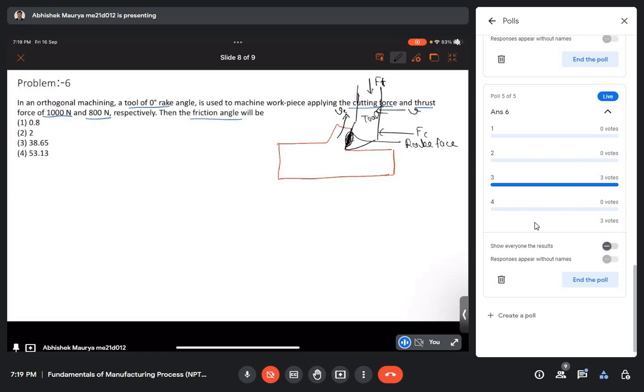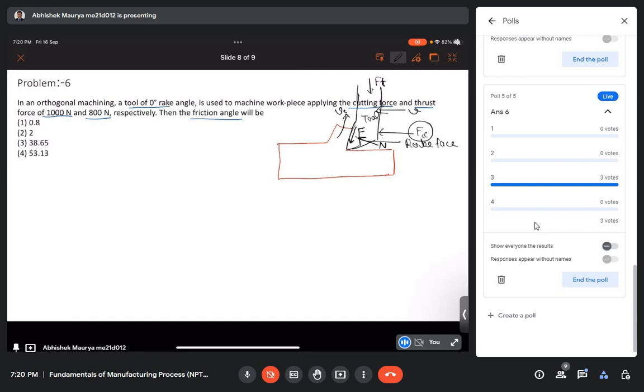Okay, so how will it look? Since this is tilted, I will clean it. Okay, so there is a frictional force, and we are calling it capital F. Please differentiate between Fc and F: Fc is the cutting force and capital F is the frictional force. As well as there is a normal force along the perpendicular direction of the rake surface, like this. We are calling it the normal force.